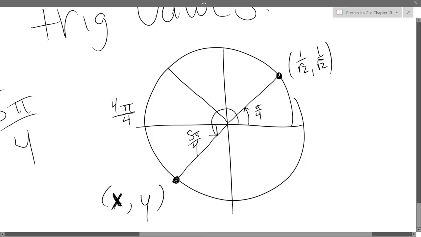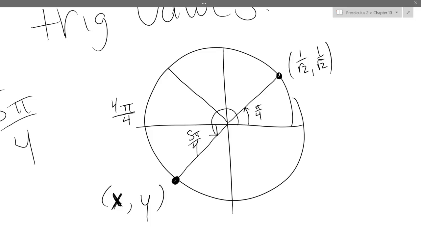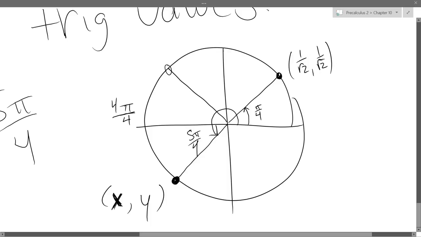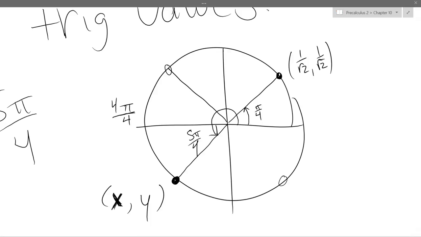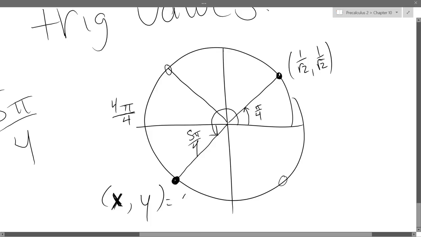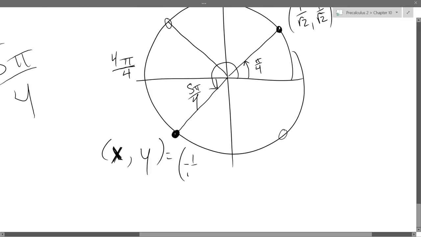All right, so we got 1 over square root 2, 1 over square root 2 from our memory. That is not the same point as the one I want over here in quadrant 3. How is this point in quadrant 3 different from the quadrant 1 point? Negative x, negative y. If I was in quadrant 2, for example, I would only make x negative. If I was in quadrant 4, with this point down here, I would make only y negative. But I'm in quadrant 3, so x and y are both negative. So this xy point right here is negative 1 over square root 2, comma, negative 1 over square root 2.